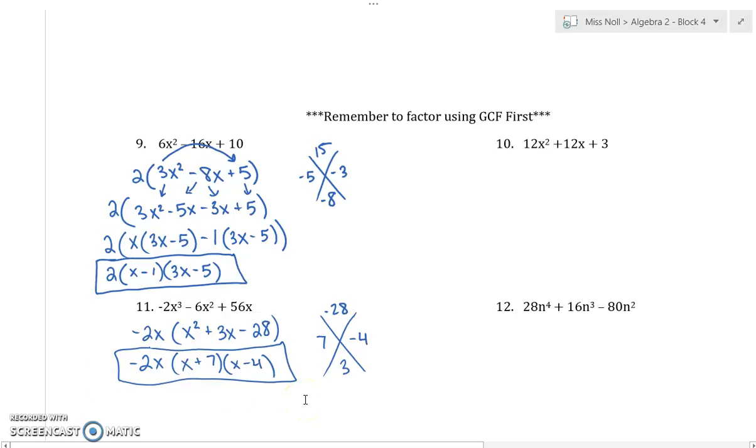So I hope this helped, and of course you can work together with the people. If you understand it, help your neighbor if they don't. And when I come back, obviously, I'll be happy to review this and go over any questions that you still might have on this. But I just thought I would try this video and see how it works. I try not to be absent from school too often.